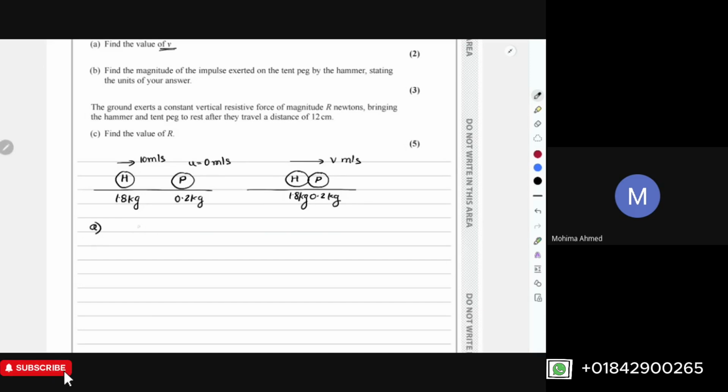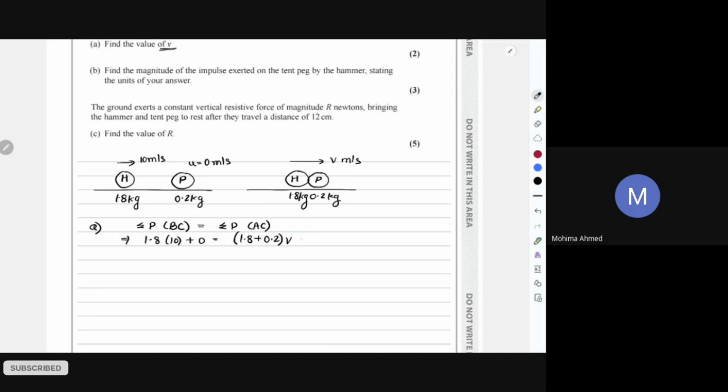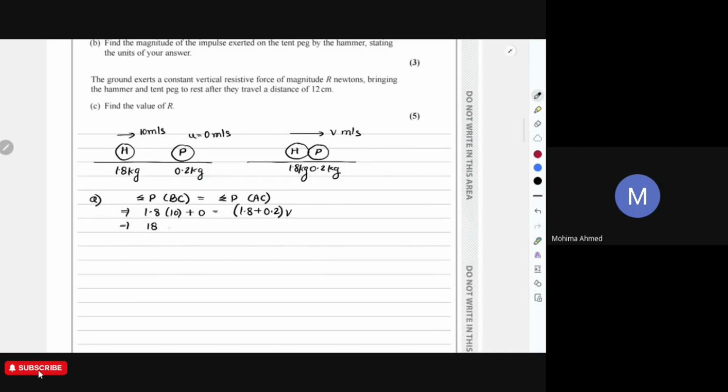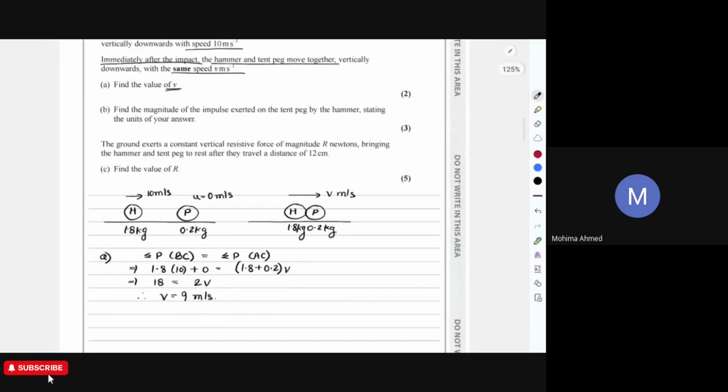Part A, we have total momentum before collision equals total momentum after collision. Before collision, we have 1.8 into 10 plus 0. And then 1.8 plus 0.2, that is the total mass combination of hammer and peg, multiplied with V. So you have 18 and this is going to be 2V. So you can clearly understand V is going to be 9 meters per second. After the collision, they were both moving in the same direction, vertically downward at 9 meters per second. Is this clear?